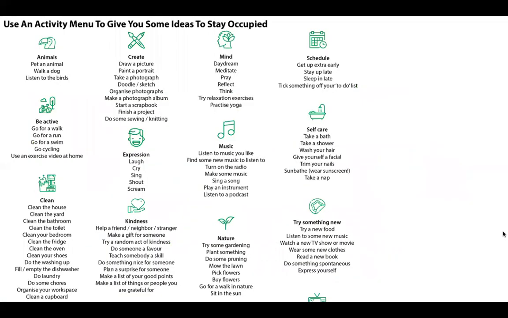So an activity menu, this is a picture that I took from Psychology Tools, and it basically just gives you some ideas of things that you can do when you're out of ideas on your own. It lists out different categories here, from self-care to being physically active, to working your mind, being creative, cleaning, getting involved with nature, and it lists out different activities that you can plan out for yourself or participate in throughout the week as well.